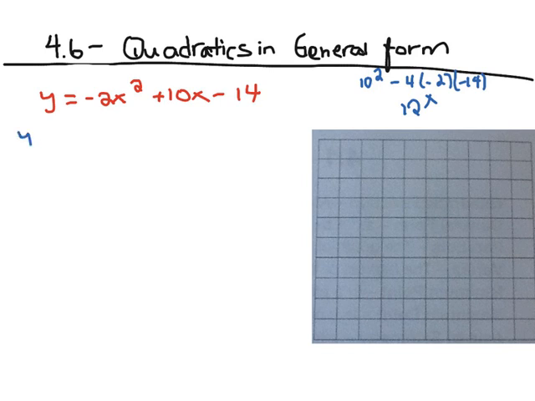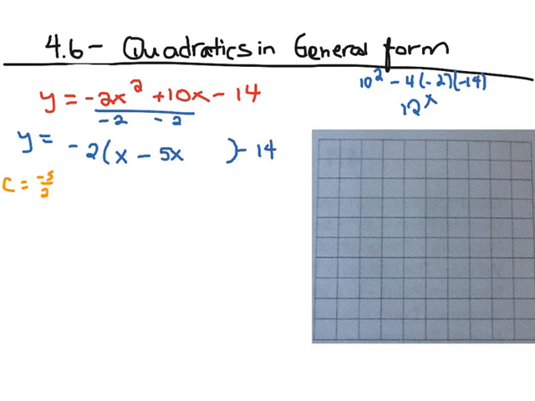So y equals, we have to take a negative 2 out. Negative 2, x squared minus 5x, leave a space, minus 14. Find your c value. Negative 5 divided by 2 squared, which is 25 over 4.